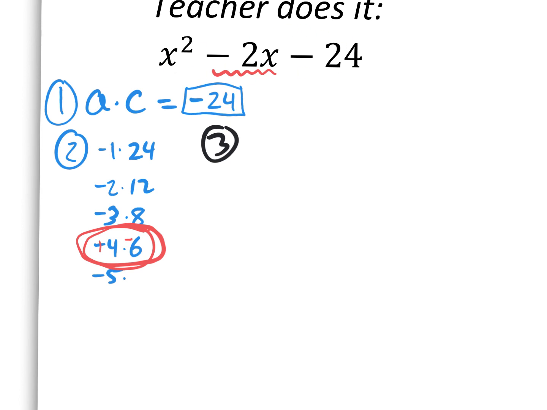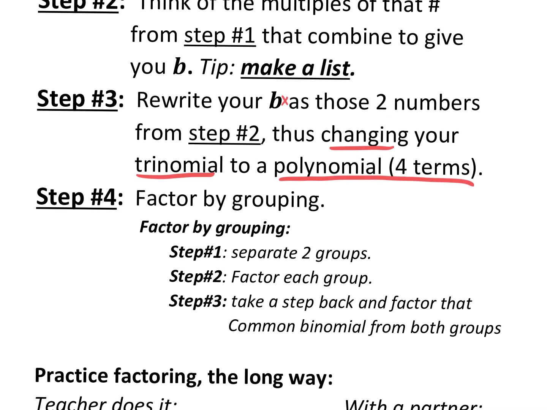X squared, it says x squared. Let's start with x squared. And instead of negative 2x, I'm going to rewrite it as a positive 4x minus 6x. Positive 4x minus 6x. And then we have the minus 24 at the very end. Are you with me? That is step 3. You rewrite your bx term, that middle term, as the two numbers from step 2, thus changing your trinomial to a 4-term polynomial.